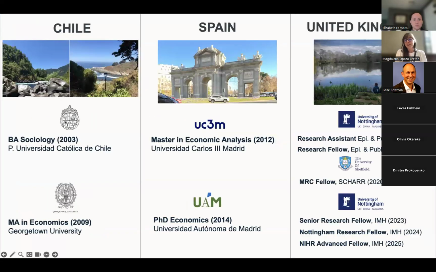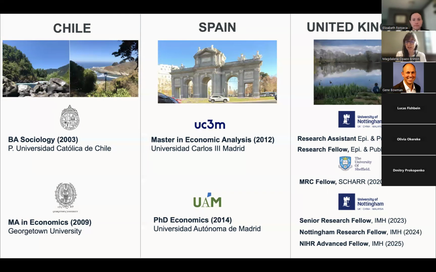Well, first, I would like to tell you a little bit about myself. So I was born and grew up in Chile, and I did my undergraduate in sociology at Pontificia Universidad Católica de Chile. And then I did a master's degree in economics from Georgetown University that used to have a program in Chile back then. And then I moved to Spain and did a master's degree in economics again at Universidad Carlos III de Madrid. And then I did my PhD in economics at Universidad Autónoma de Madrid.